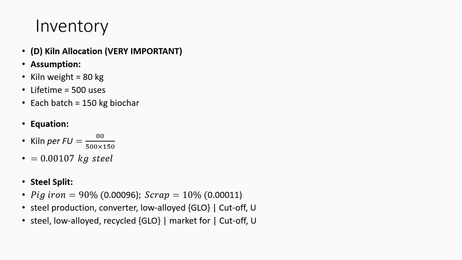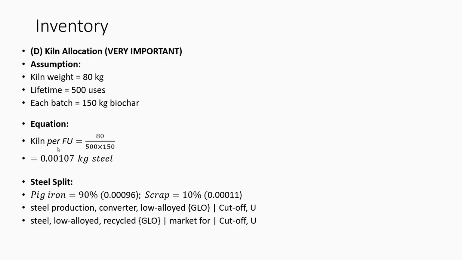So let's suppose the kiln weight is 80 kg, and that data I have referred from a scientific study. I have included the link of the scientific study, and you may access it and take all the details of how they have assumed. So for our purpose, let's assume the kiln weight is 80 kg, and throughout its life period, it is used 500 times. That means in each batch, it will be producing 150 kg of biochar.